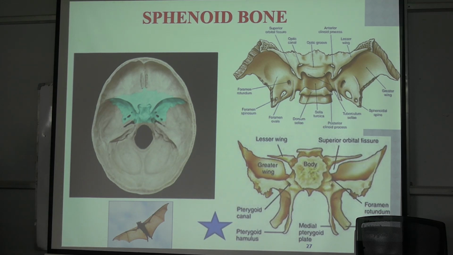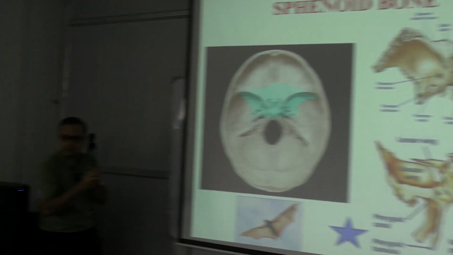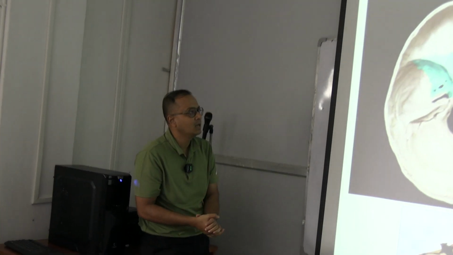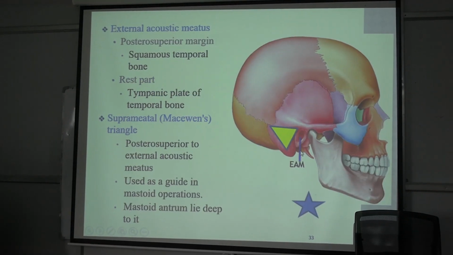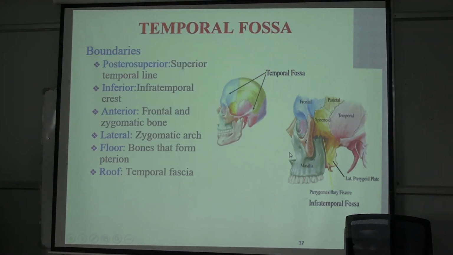Don't dig deep into it, just know the special features this bone has: two wings, a central body, and the downward projections we call the pterygoid plates, medial and lateral, and it has a number of foramens. This sphenoid bone brings us to the foramens that we have learned and revised.